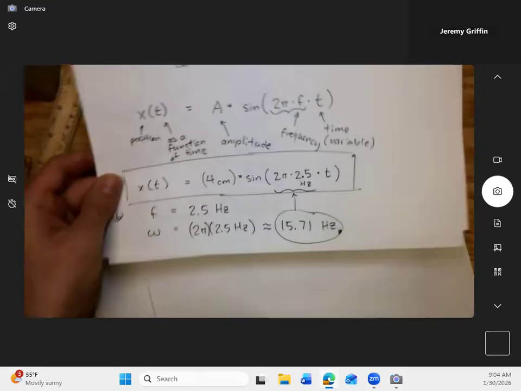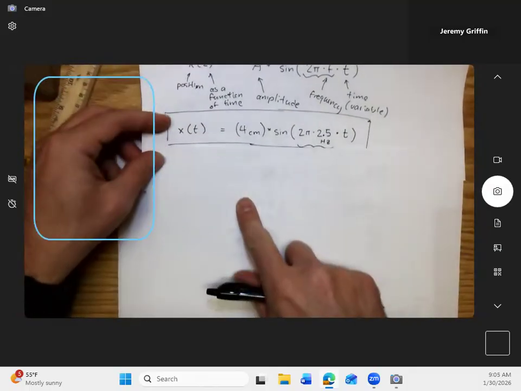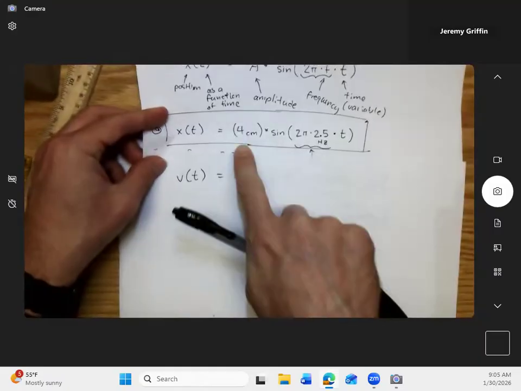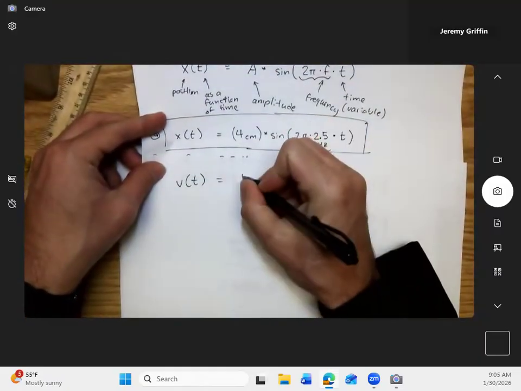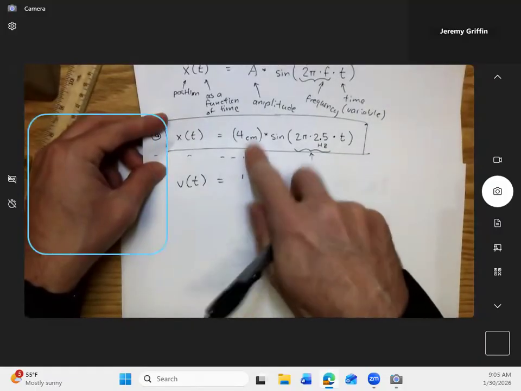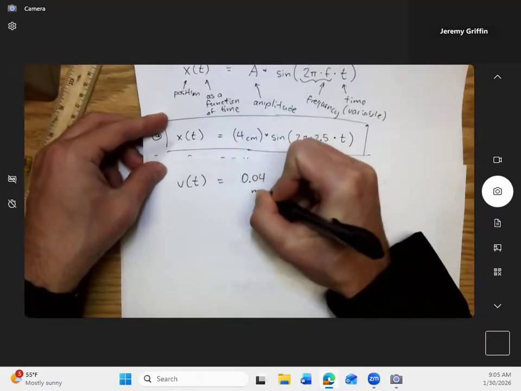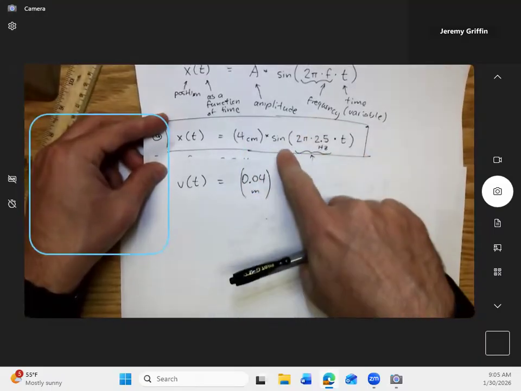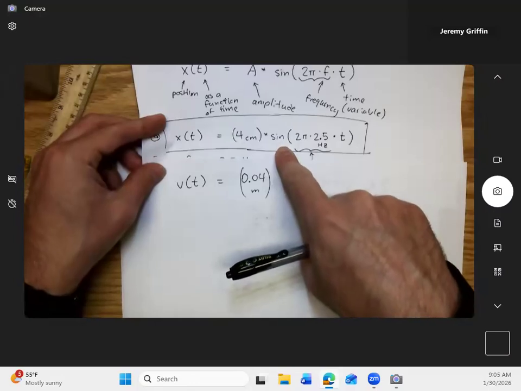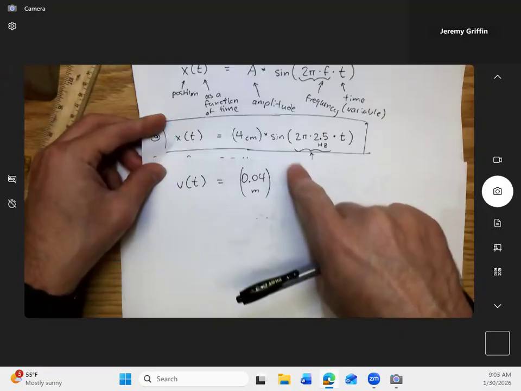Guys, here's our position versus time. Let's make a velocity versus time, or velocity as a function of time. So keep my amplitude 4 centimeters. I'm gonna change it to 0.04 meters, just so I don't forget to do that later. If you're in calculus, you definitely know this. What's the derivative of sine? Sine goes to cosine.